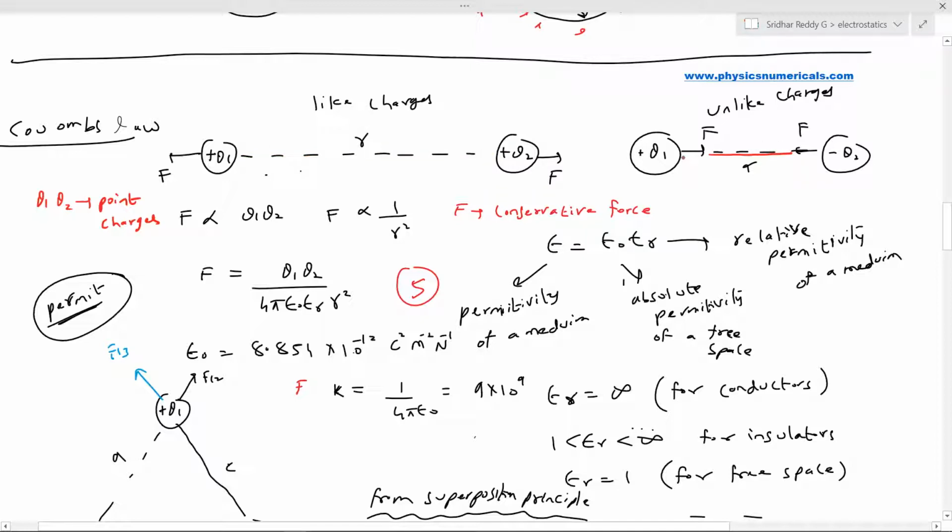Agree? And if the charges are like charges, the force will be repulsive. Unlike charges, it will be attractive. And moreover, Q1 and Q2 are point charges. So these are the 6 primary points related to Coulomb's law. Strictly, Coulomb's law is applicable only for point charges, and the medium also plays a role, which is what is expressed here. Our entire electrostatics revolves around this law only.